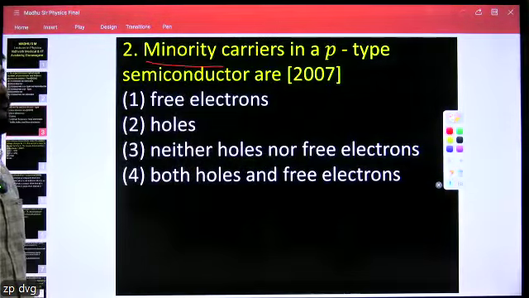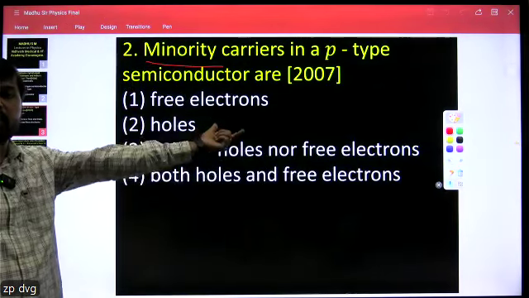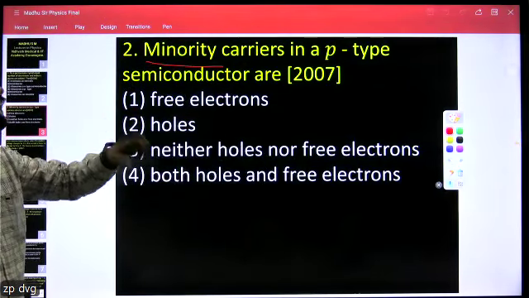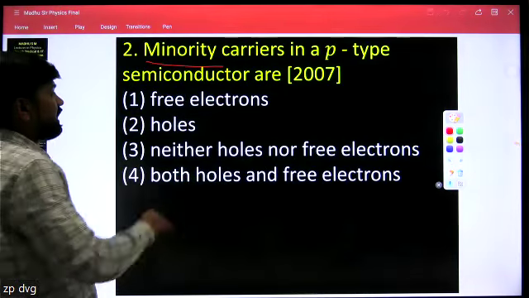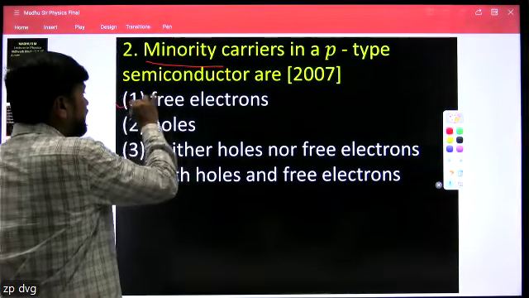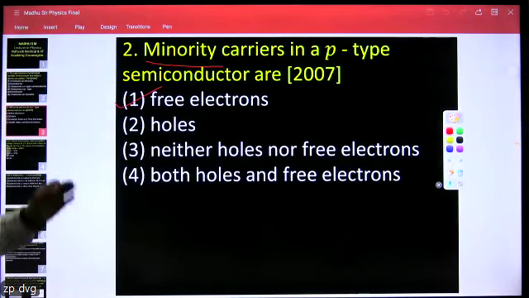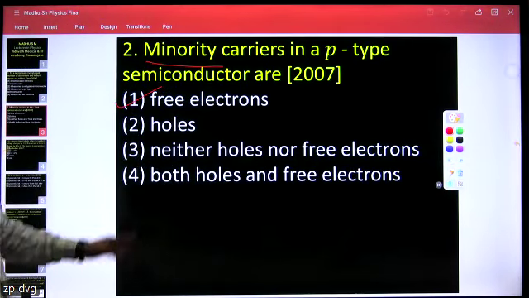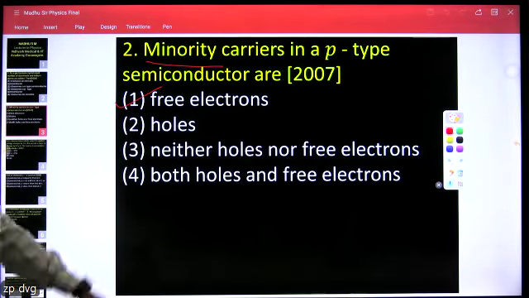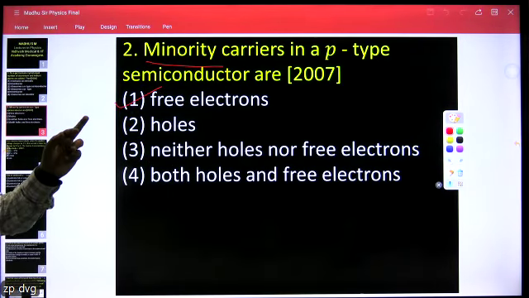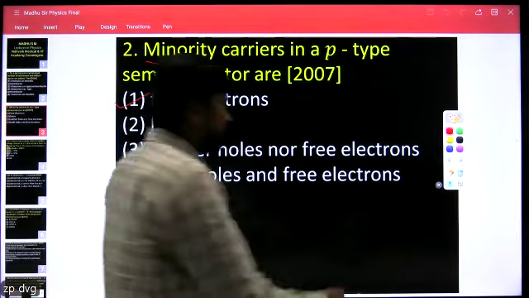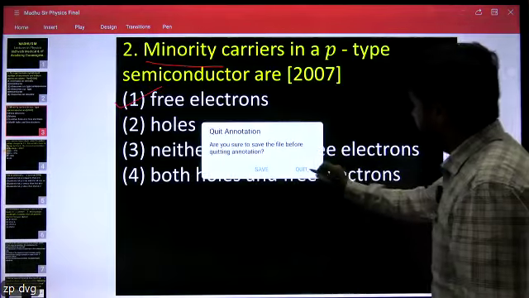Minority charge carriers in p-type semiconductors, majority charge carriers in p-type semiconductors: holes are the majority charge carriers, and free electrons are the minority charge carriers in p-type semiconductors. Holes are the majority charge carriers in which type? In p-type semiconductor. Next question.